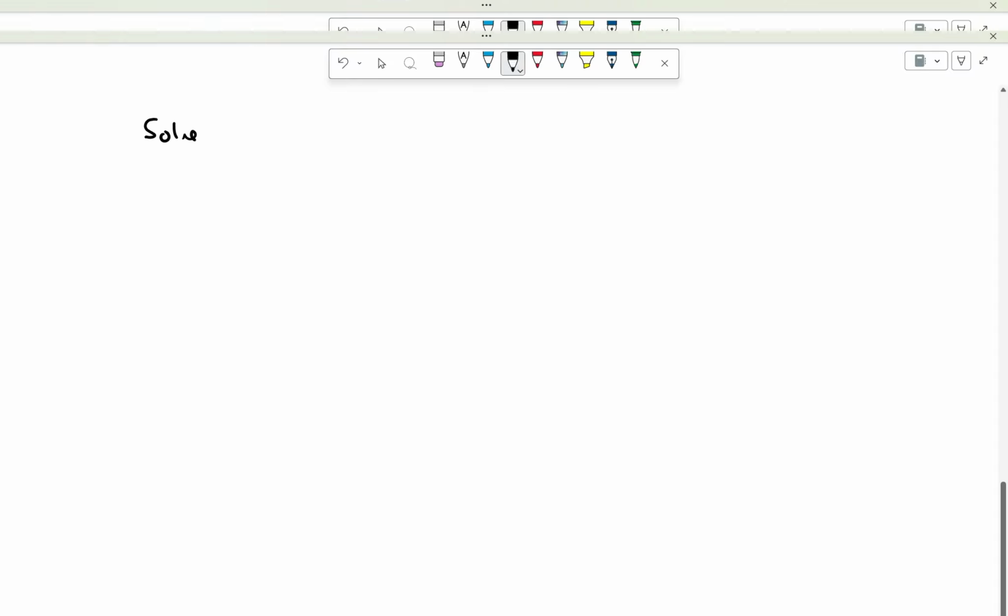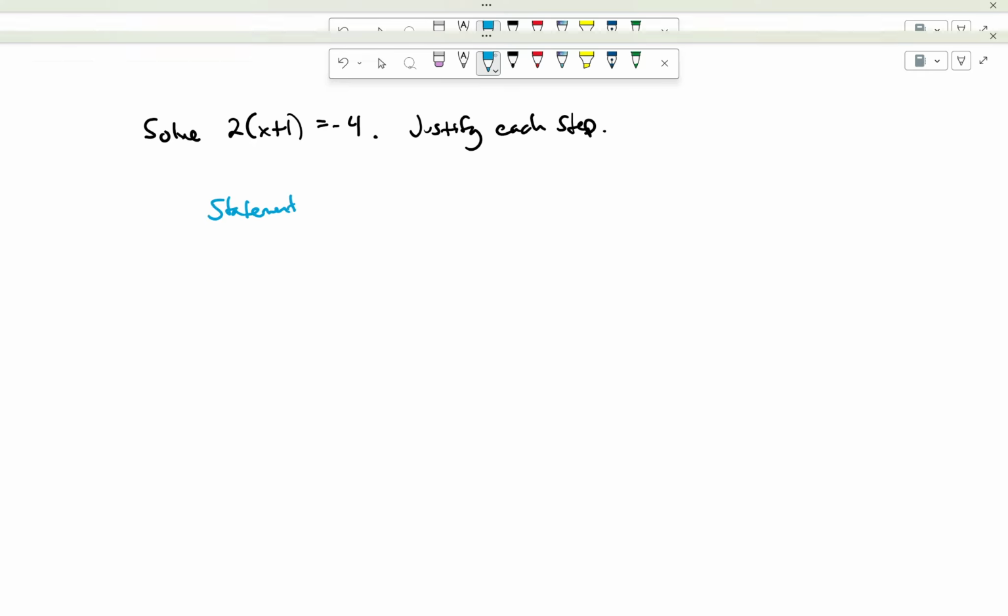We're going to solve 2 times the quantity x plus 1 equaling negative 4. And we're going to justify each step. Same thing, right? And here we go. We have our statement on the left, reasons on the right. First step, restate the problem, where we have 2 times the quantity x plus 1 equaling negative 4. And this is my given.